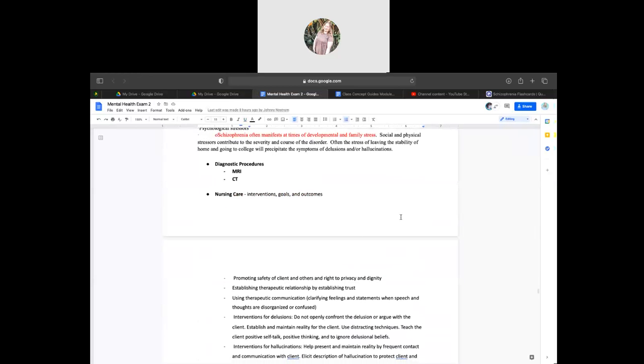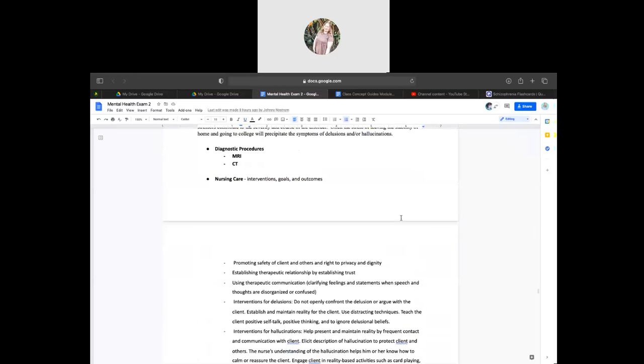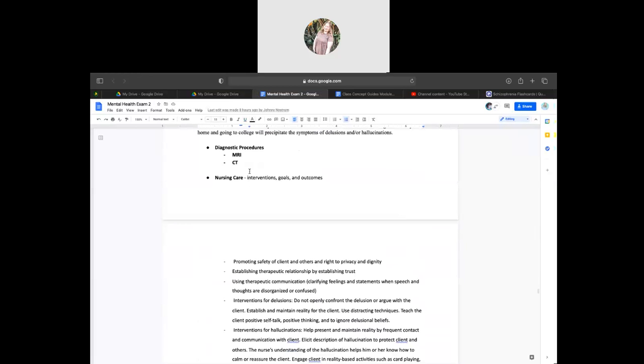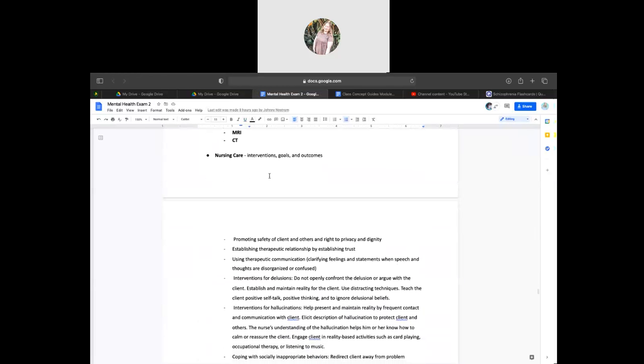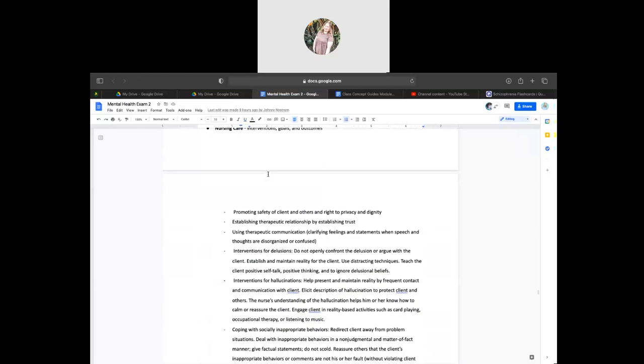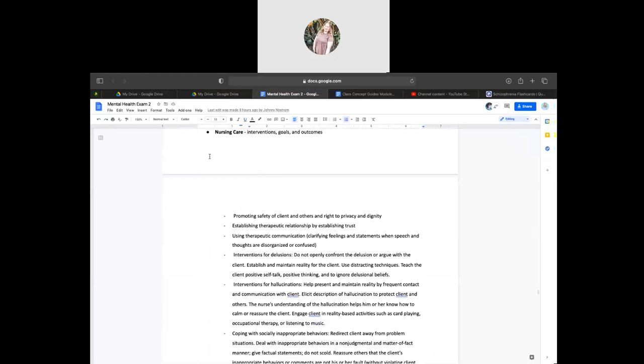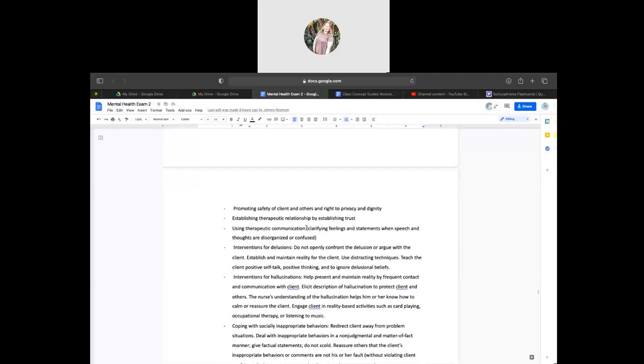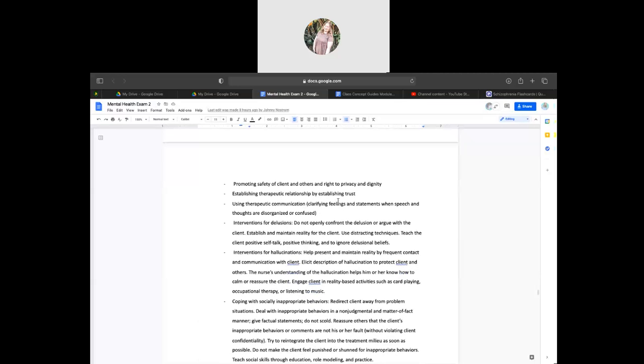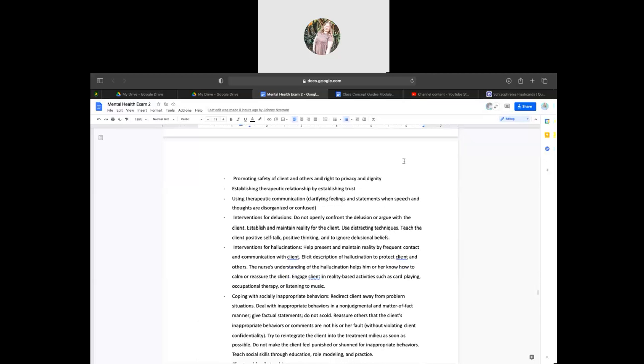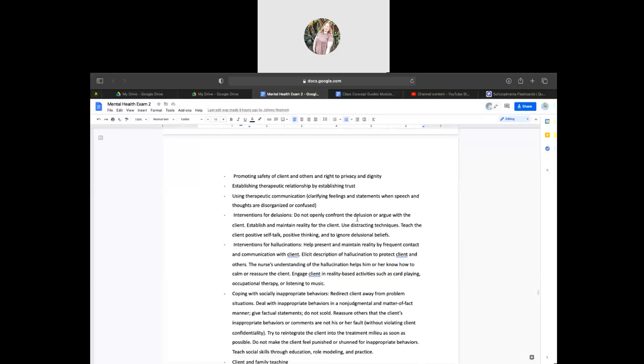We can often diagnose schizophrenia by looking at the brain structure, but I haven't seen that lately. One thing we want to do with nursing care is provide safety to the client. We want to know about those delusions and hallucinations and if they're telling the patient to do anything. Always establish trust. Be calm. Orient to reality. Never confront a delusion or argue with it. Remember, maintain reality and then distract the client.